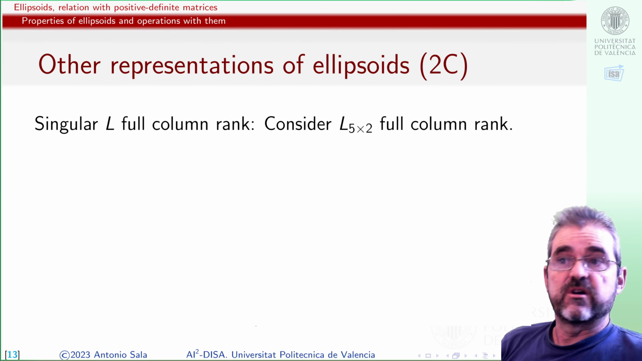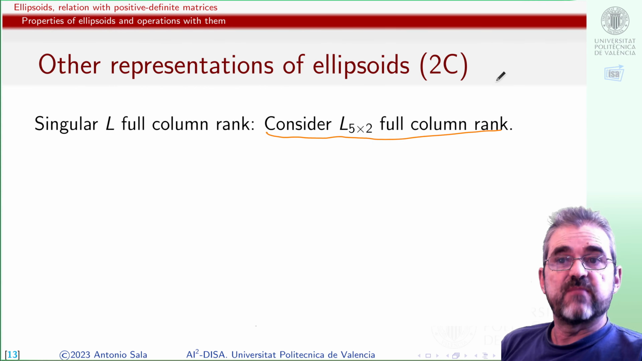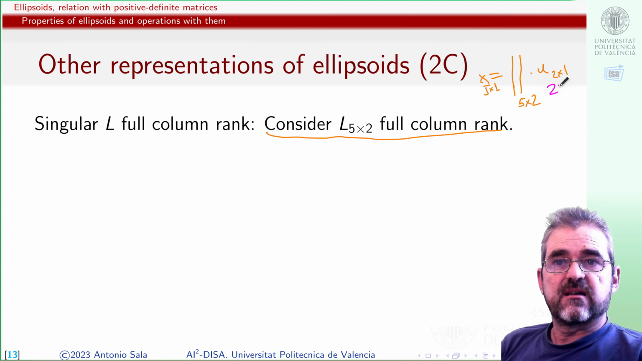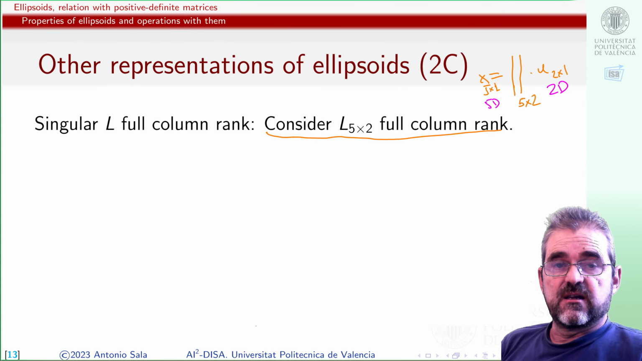So now we'll consider the complementary case, having an L matrix which is full column rank, so L is kind of two columns, dimensions 5 times 2. So I'm mapping a two-dimensional circle to a 5-dimensional space. What would happen then? Well, it will result in a degenerate ellipsoid.